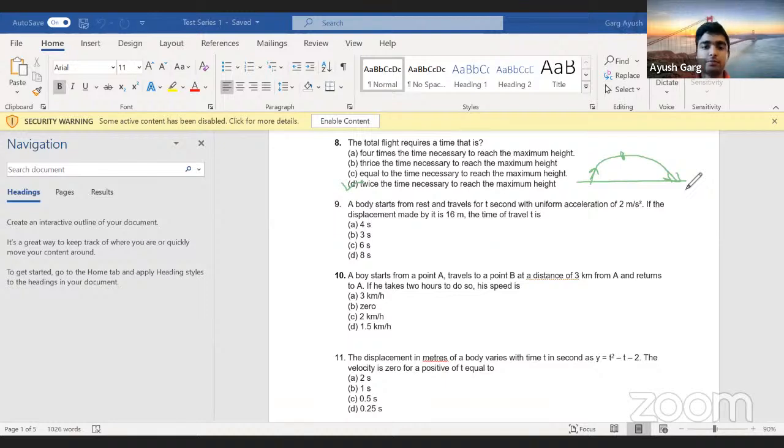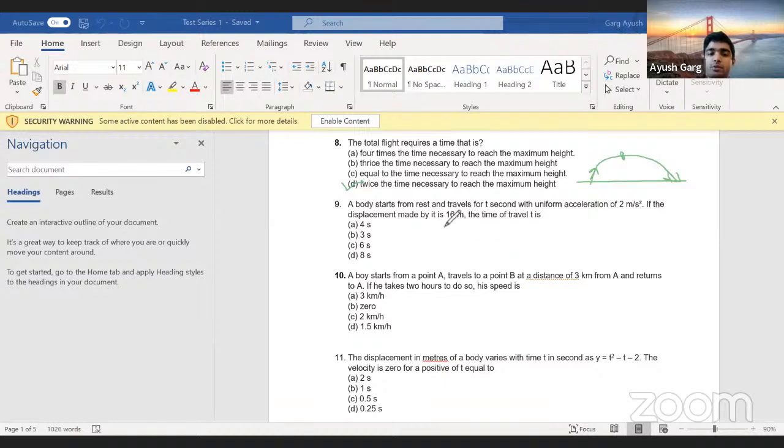All right. A body starts from rest and travels for t seconds with uniform acceleration of 2 meters per second square. If the displacement made by it is 16 meters, the time of travel is? So the body is starting from rest and traveling for t seconds with uniform acceleration. Again, uniform acceleration means those 3 equations of motion are going to be valid.